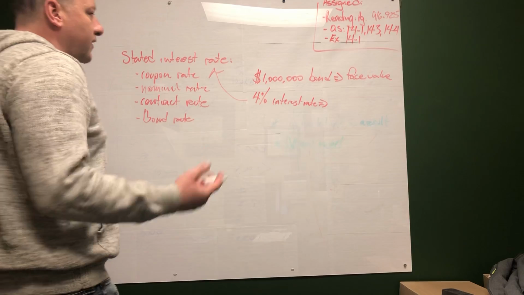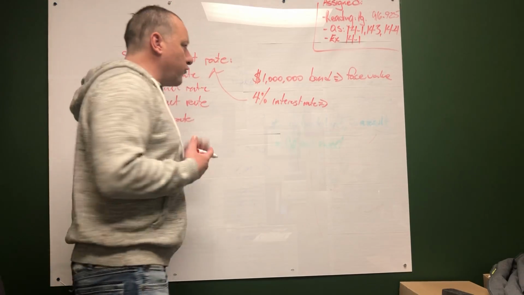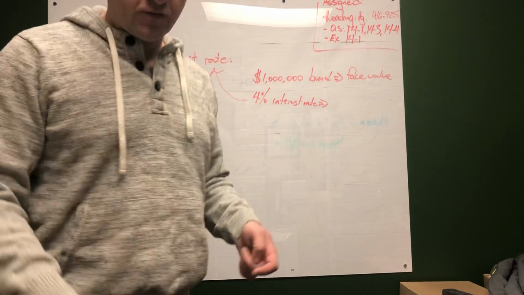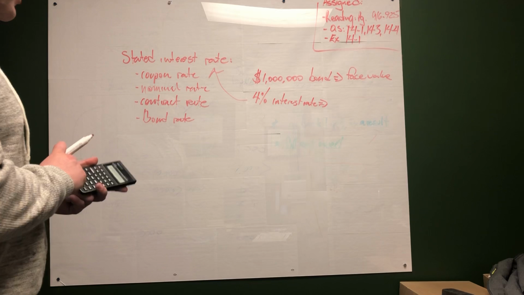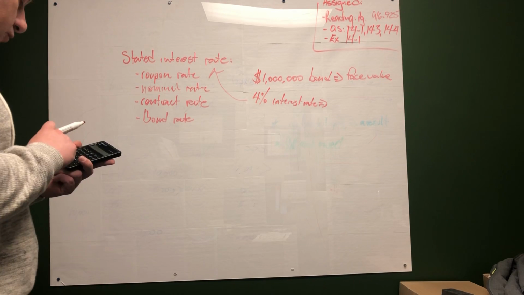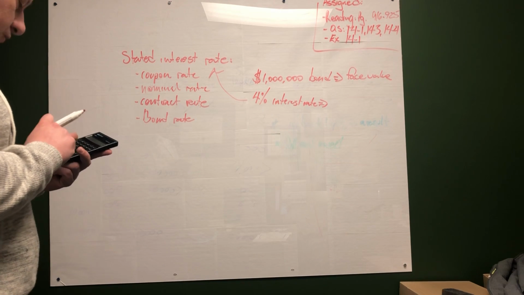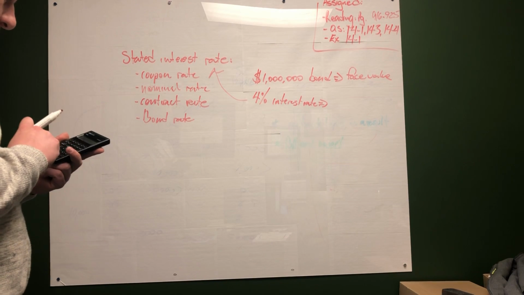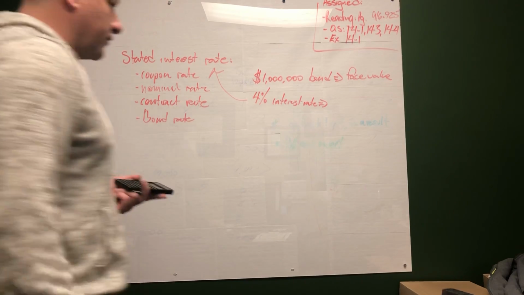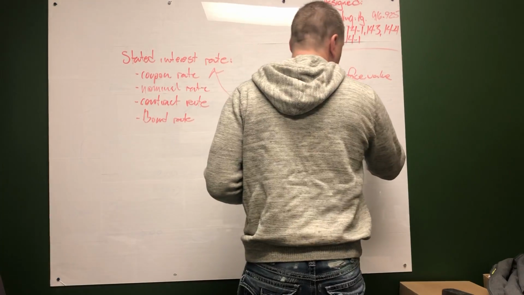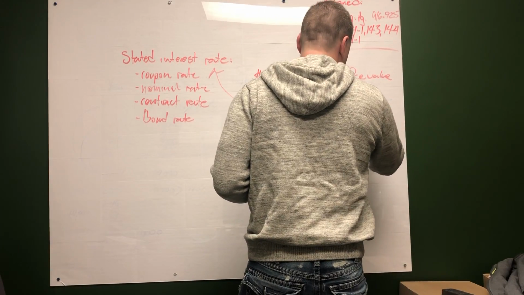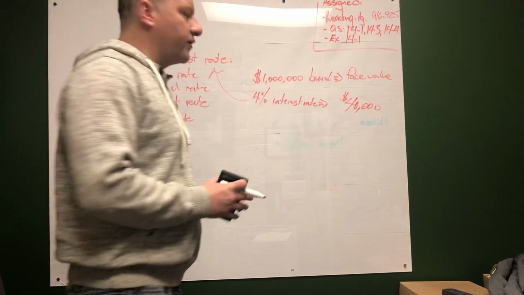So in this case here, okay, 4% at $1 million, that means that the company who sold the bond is going to pay the bondholder 4% interest on $1 million. So that's going to result in $40,000 for the year, okay, of interest.